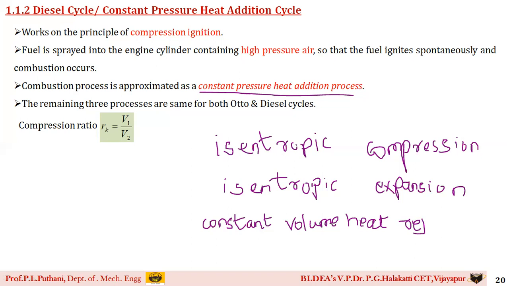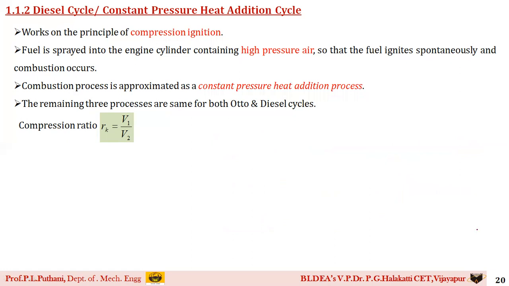So the three processes of the Otto cycle are repeated in the diesel cycle. Only the process which is going to change is the heat addition process. Here the heat addition takes place at constant pressure. So except for that, other terms remain the same, students.